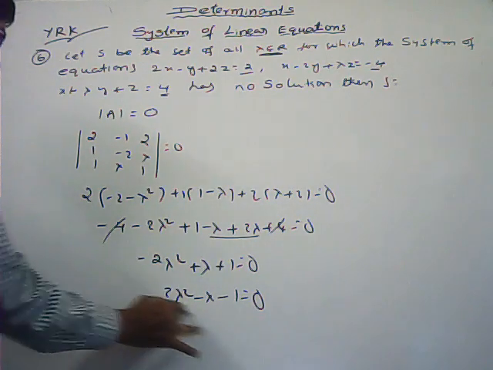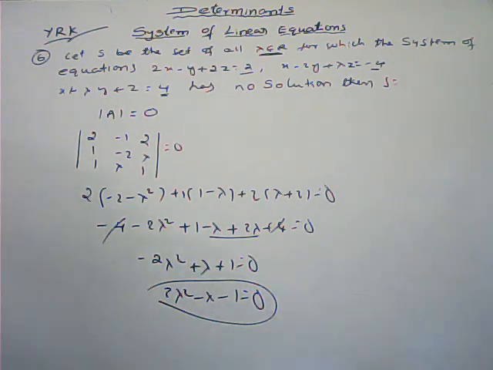So this is a quadratic equation. By solving that we can get 2 roots. So S contains exactly 2 values, exactly 2 elements. The fourth option is the correct one.